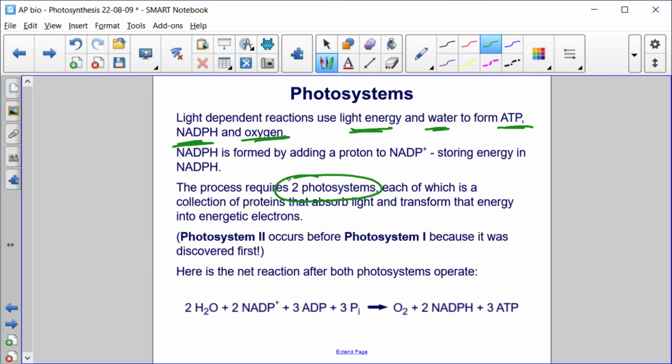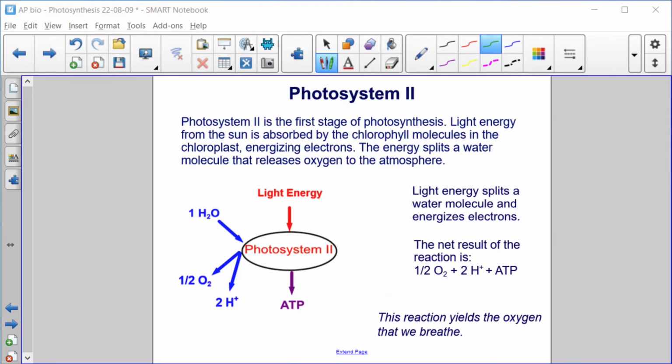Here is the net reaction after both photosystems operate. We have 2 water molecules, 2 NADP+ molecules, 3 ADP, and 3 phosphate groups. And we produce an oxygen, 2 NADPH, and 3 ATP, right? That's what we're forming in these light-dependent reactions. Photosystem 2 is the first stage of photosynthesis.